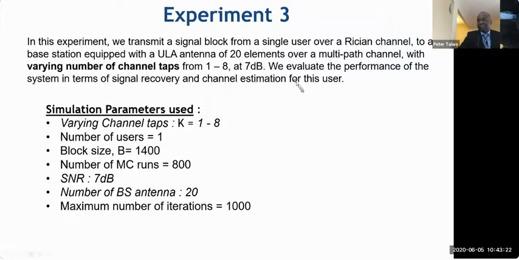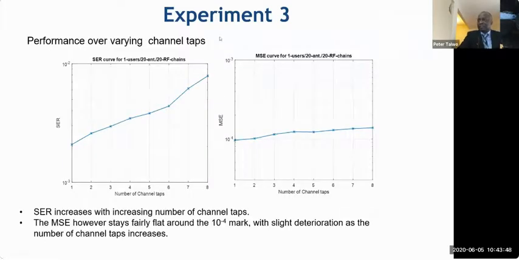In the third experiment, we now use a Rayleigh channel, and we have a single user transmitting a signal block over the channel to a base station equipped with ULA. These are the parameters we use for this experiment. We should note that in this experiment, we are varying the number of channel taps from 1 to 8 to see how this affects our beamformer performance. We observe that SCR increases with increasing number of channel taps, and the MSE stays fairly flat with a slight increase.